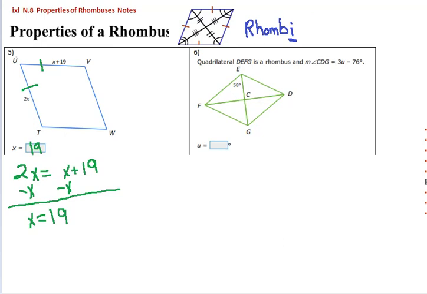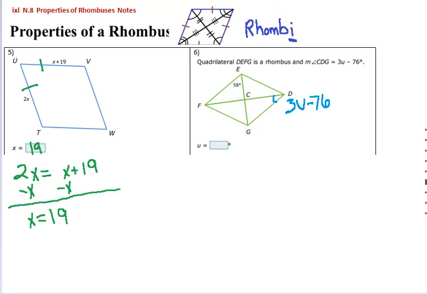All right. Different color. So the measure of CDG, this one right here, is going to be 3u minus 76. Is that all the clues? I guess it is. Okay. So we want to know, what does u equal?